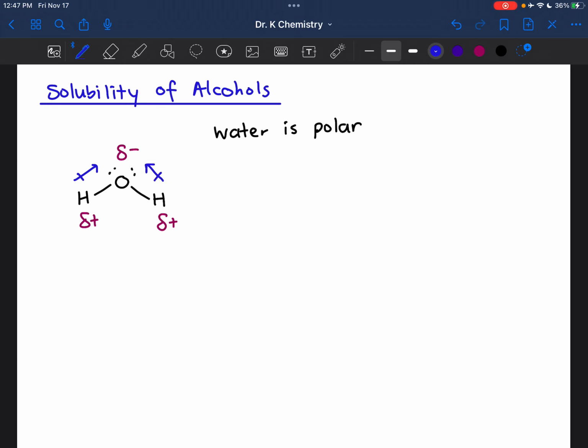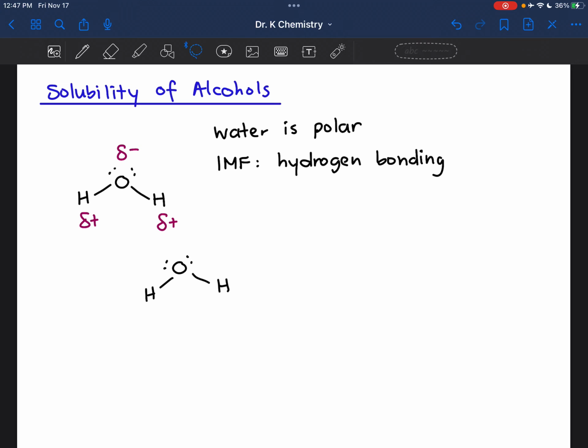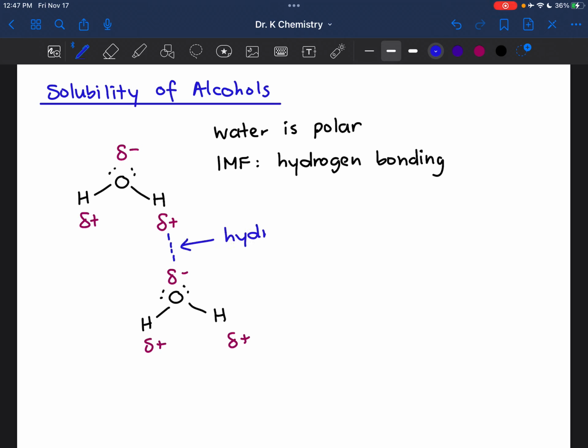The dipole is going in this direction, which you can represent either with little dipole arrows or with the partial positive, partial negative charges. And the strongest intermolecular force in water is hydrogen bonding, which means that if another water molecule is present, it is going to orient the partial negative end of the oxygen toward the partial positive end of the hydrogen because these opposite charges attract, and that is the hydrogen bonding interaction.